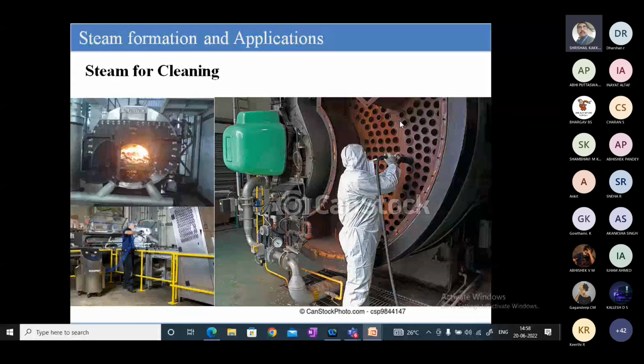The carbon will be laminated on the inside surface of these tubes, so that the heat transfer capacity of these tubes can be reduced. To avoid this, weekly or monthly, they maintain them by blowing steam at high pressure, so that the layer deposited on the inner surface of the pipe can be cleaned off from the boilers. You can see the boiler here.